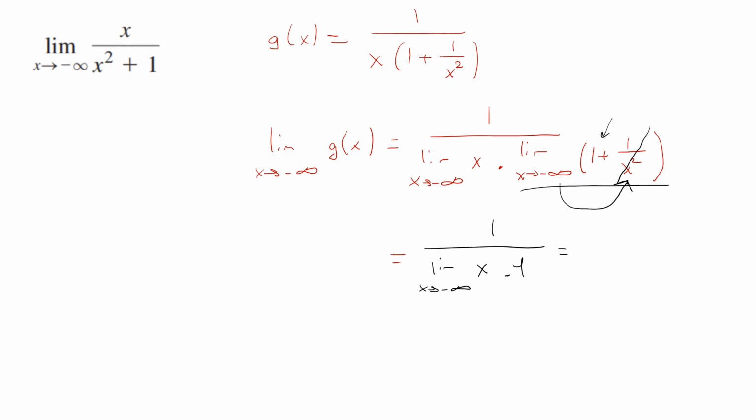From here, I can just say the limit as x approaches negative infinity of 1 over x. And from here, I know when I apply negative infinity, just like I did over here, I will get a value of 0. So my answer would be 0. I have a horizontal asymptote at 0.